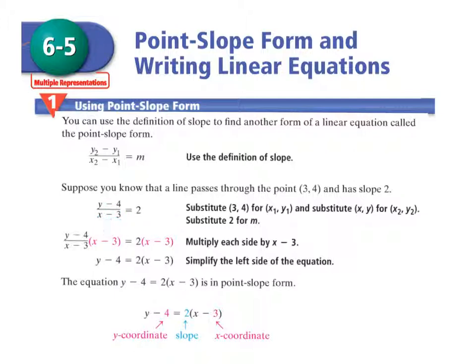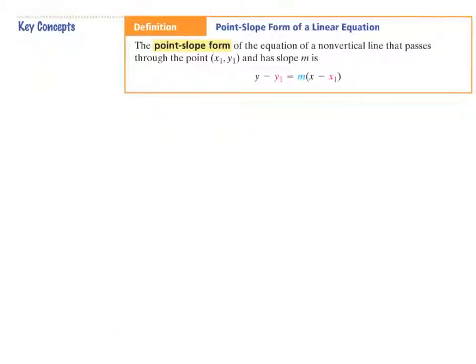I'm going to multiply both sides by x minus 3. The x minus 3 is over here, divided by itself, so they cancel. You're left with y minus 4 equals 2 times x minus 3. And that's it. This right here is point slope form. This represents your x coordinate of 3, your y coordinate of 4, and your slope of 2. So here's your definition of point slope form.